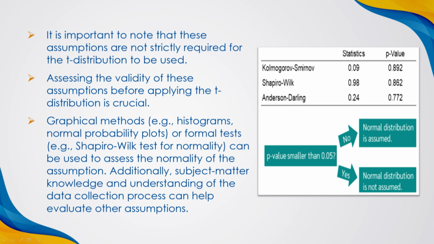If you look at the image, the Kolmogorov-Smirnov test, Shapiro-Wilk test and Anderson-Darling test, these three tests are used for finding the normality of data. Also, the corresponding statistics and p values are given in this image. If the p value is smaller than 0.05, if yes, then normal distribution is not assumed. If no, the normal distribution is assumed.